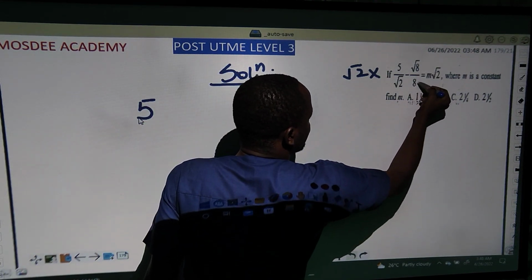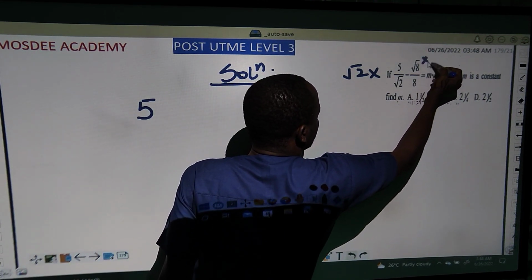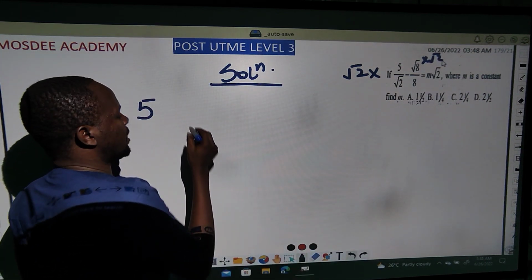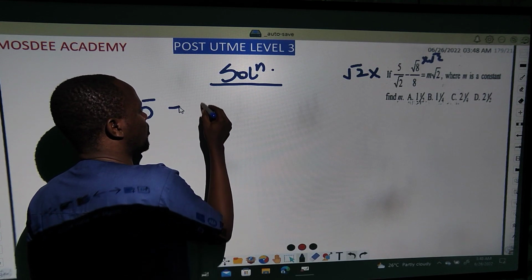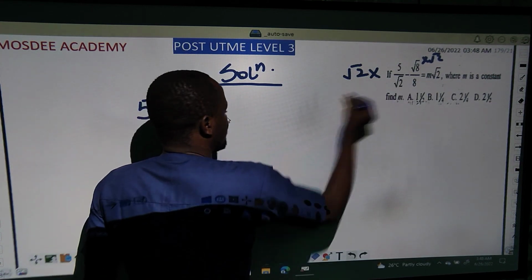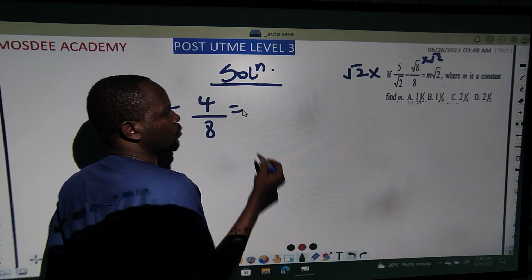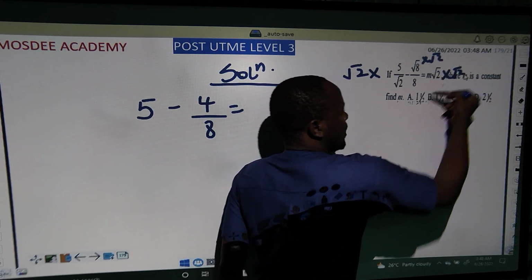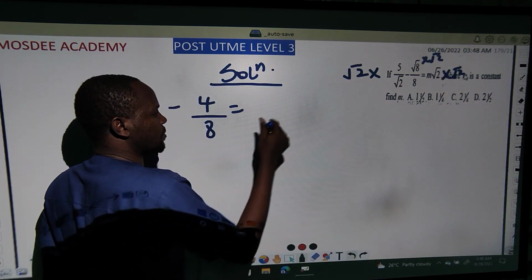Also this one, root 8 over 8 times root 2. You can see, if you multiply this by root 2, that's root 16. What's the square root of 16? Everybody knows the square root of 16 is 4. So 4 over 8 is equal to m root 2 also times root 2. Root 2 times root 2 is 2. So 2 times m is what?